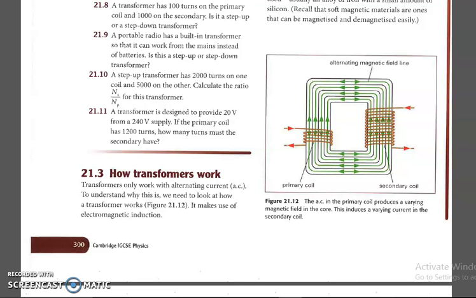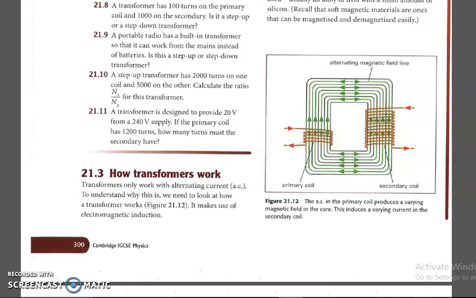Good morning, children. Yesterday we discussed the transformer and its working principle, that is mutual induction. In mutual induction, the current supplied in one coil creates a magnetic field around that solenoid or iron core. That creates a varying magnetic field around the secondary coil, and thus it generates an EMF in the secondary coil.